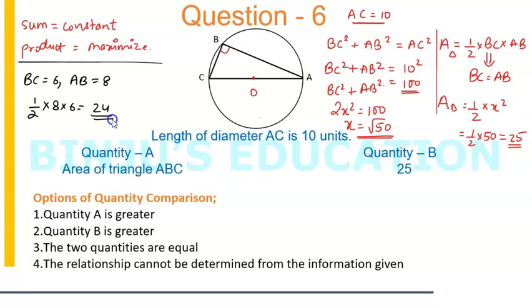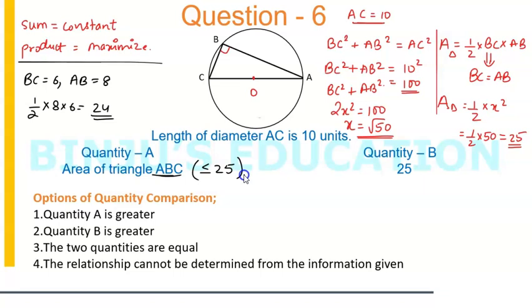But what if the two sides are not equal? Because that's not given to us, right? So area of triangle ABC, which is quantity A, is definitely less than or equal to 25. It will never be more than 25, but it can be less than 25, depending upon the length of BC and AB respectively. So do we know the length of BC and AB? No, we do not know that. So we'll have to take all the cases into consideration.